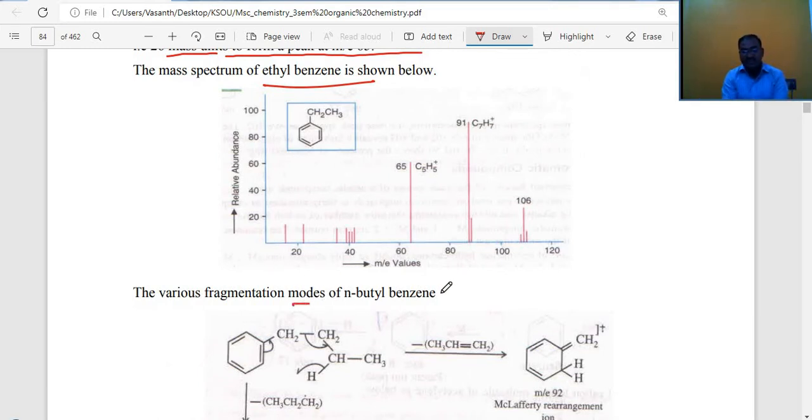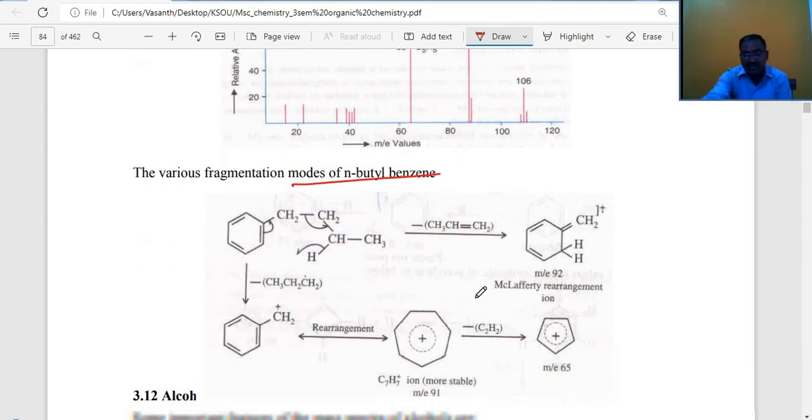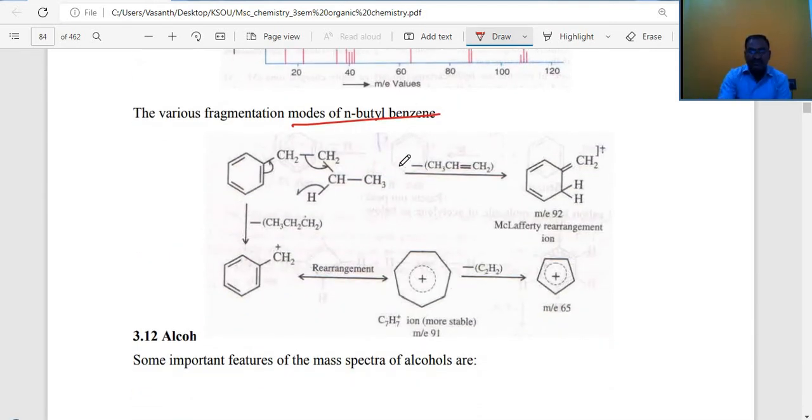The various fragmentation modes of n-butyl benzene. First, the cleavage of this molecule. Here CH2CH3 is removed. Here CH2 and H are there, and it undergoes formation of the tropylium and cyclopentadienyl ions.